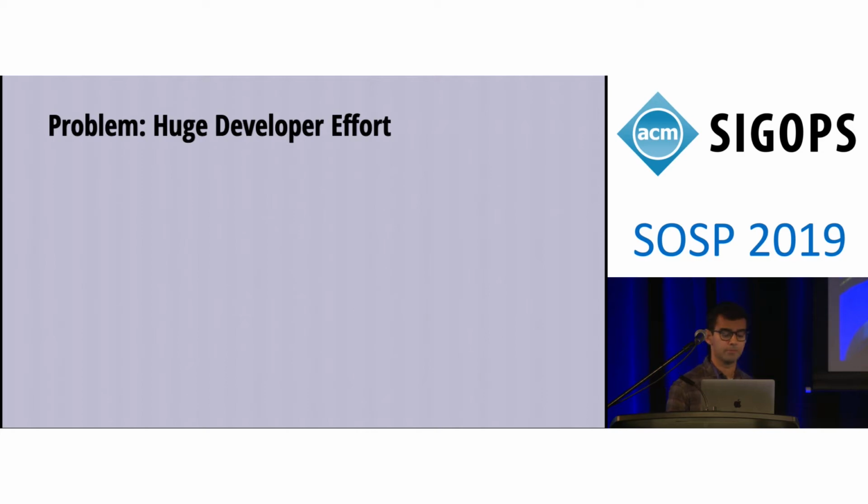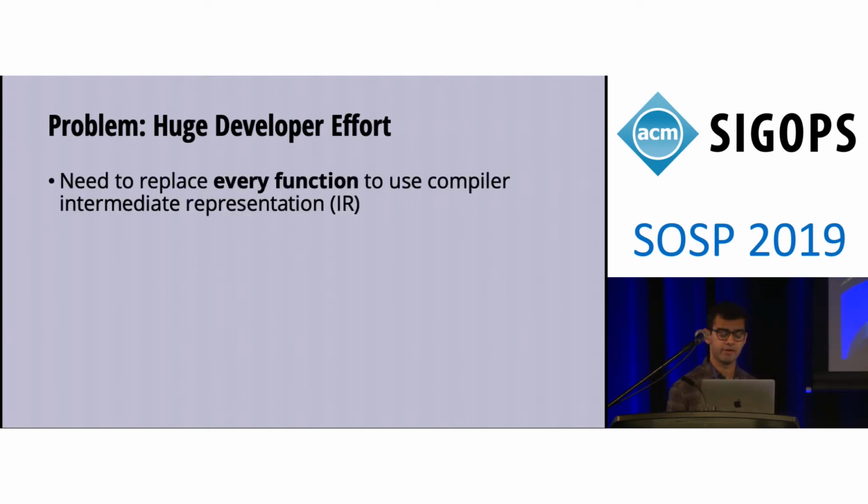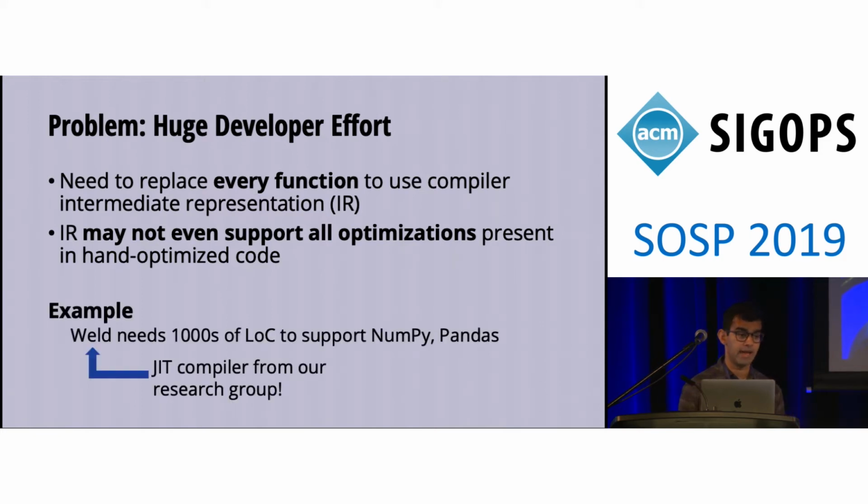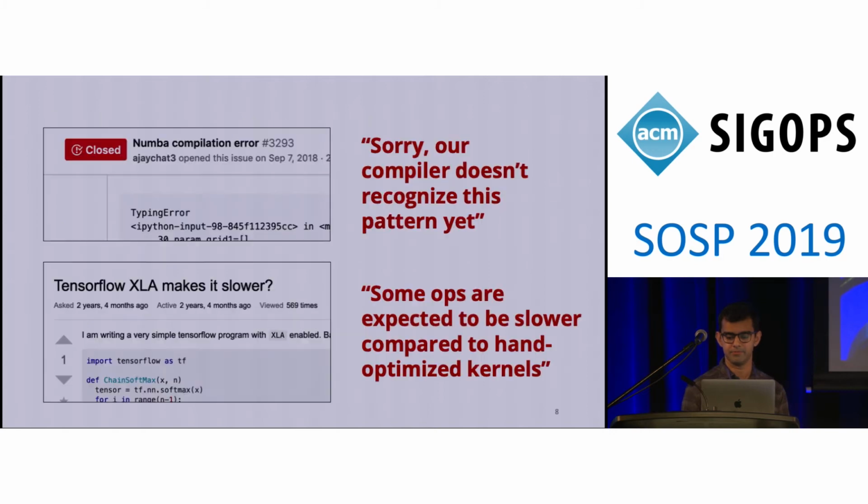But the problem with these compilers is that they require a huge developer effort. In particular, to take advantage of these compilers, you need to replace every function in your library to use the compiler intermediate representation to see the benefits. On top of that, this IR may not even support all optimizations present in already hand-optimized code. As one anecdotal example, Weld is a JIT compiler from our research group, and it needs thousands of lines of code to support a rudimentary integration with NumPy and Pandas.